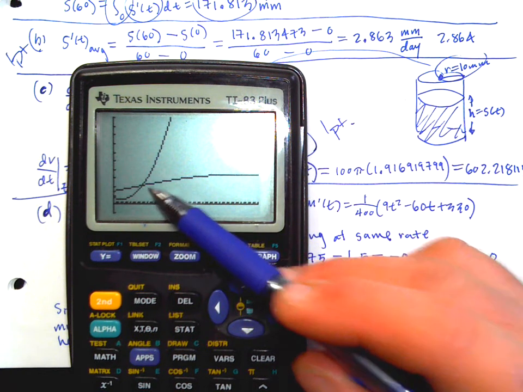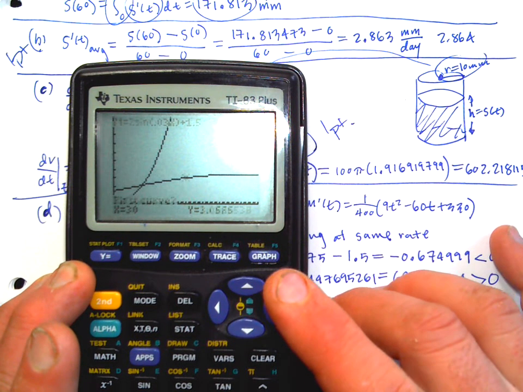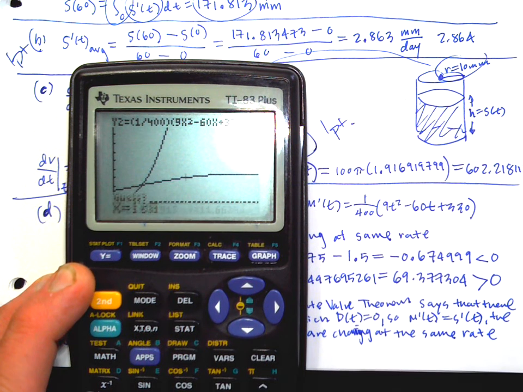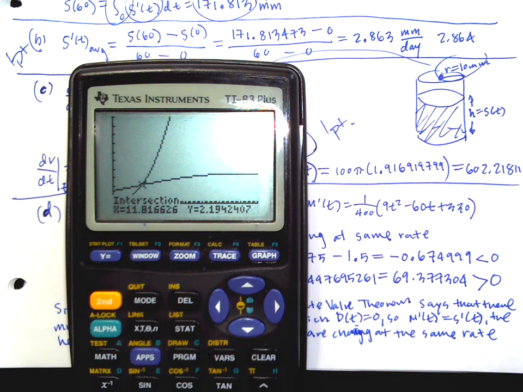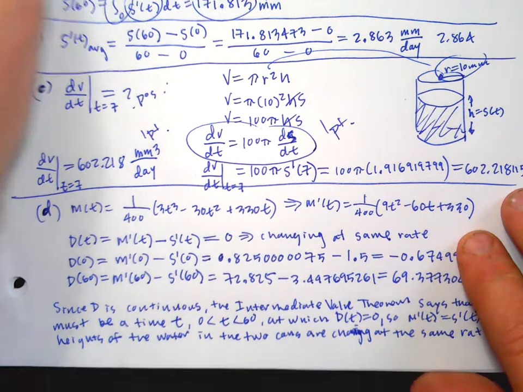So I mean, we could actually find the time, so I can calculate intersect, first curve, second curve. Looks like it's around 10. And it's at 11.816 days. They both have the same rate of 2.194 millimeters per day. Anyways, just kind of an interesting way of forcing you to do that. Okay.